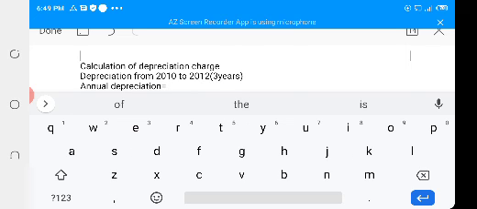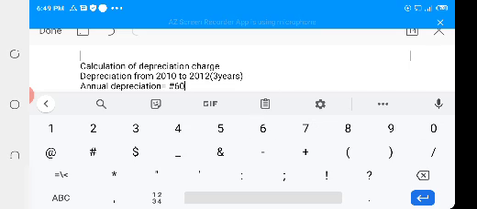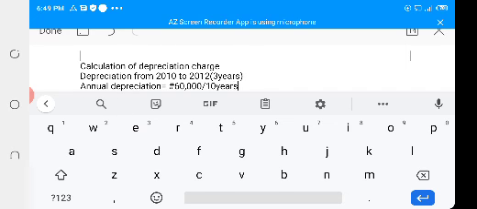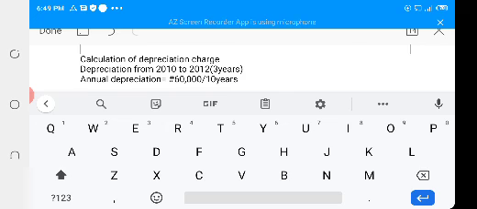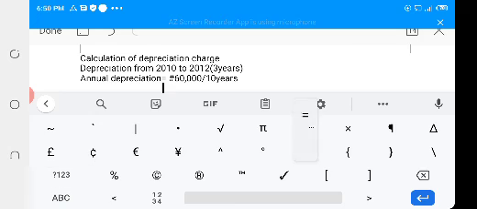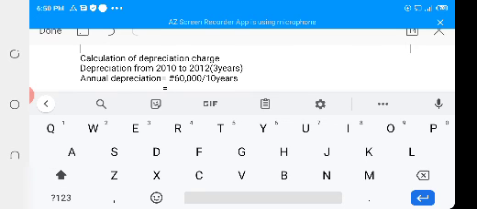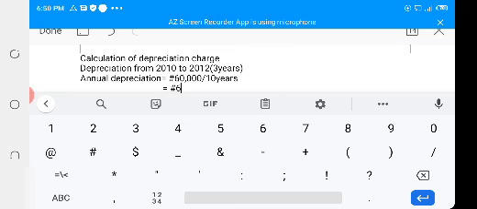Our annual depreciation will be 60,000 divided by 10, which is 10 years, to give us 6,000. 6,000 is the annual depreciation.